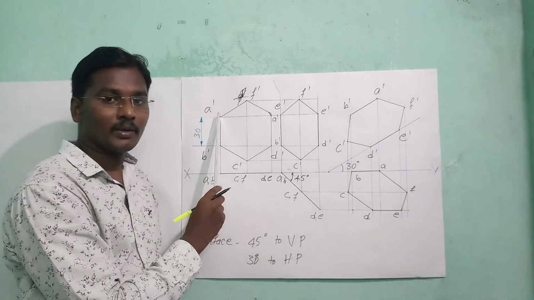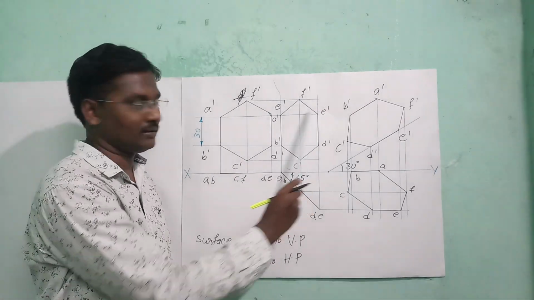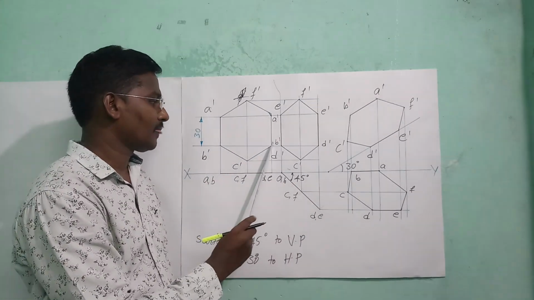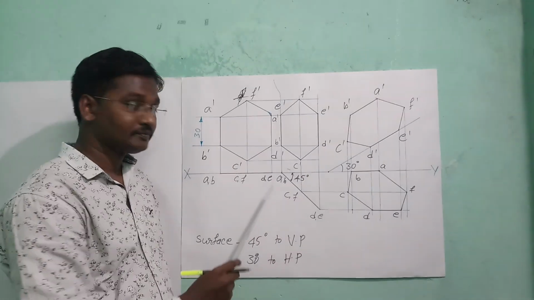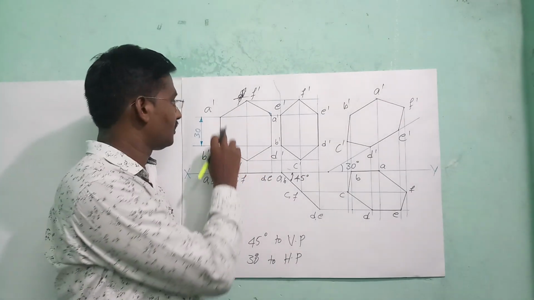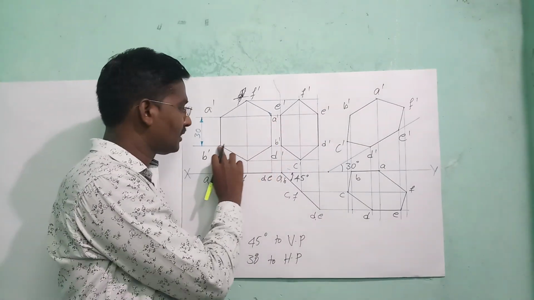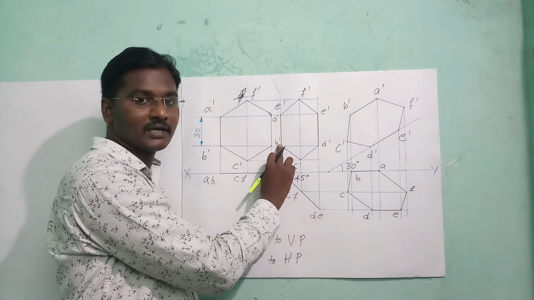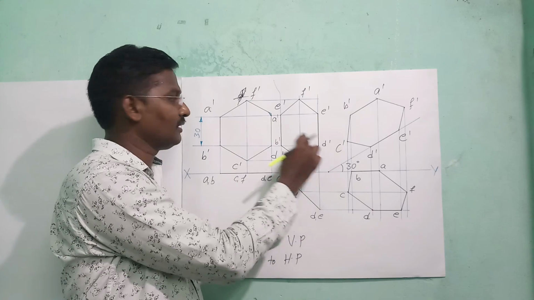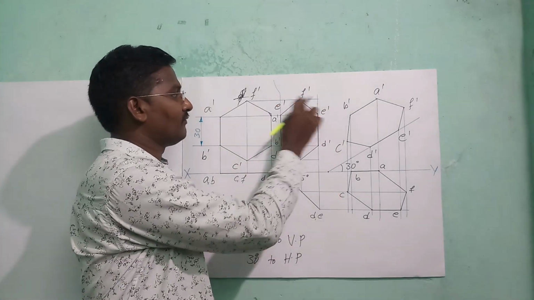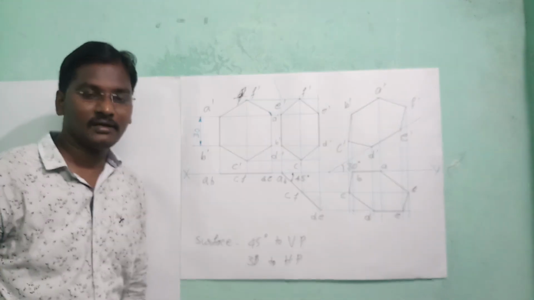Now when we are joining, A dash and E dash are on the same projection line. Next, B dash and D dash are on the same projection line. Next, C dash. Now by intersecting those points A dash and A, locate a point as A dash. Next, B dash projection line and B projection line, take this point as B dash. Similarly, C dash, C, D dash, D, E dash, E, F dash, F. Now locate all the points and join all the points with a straight line.